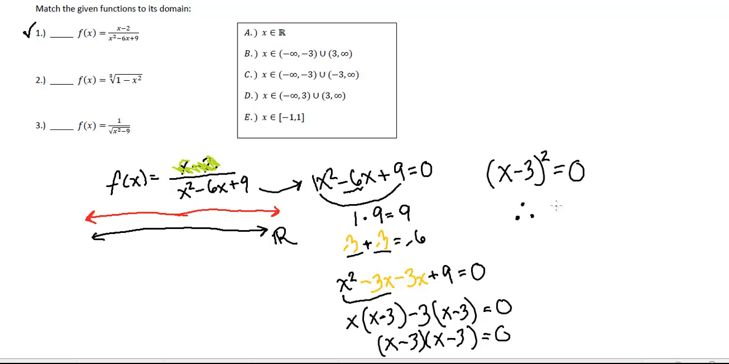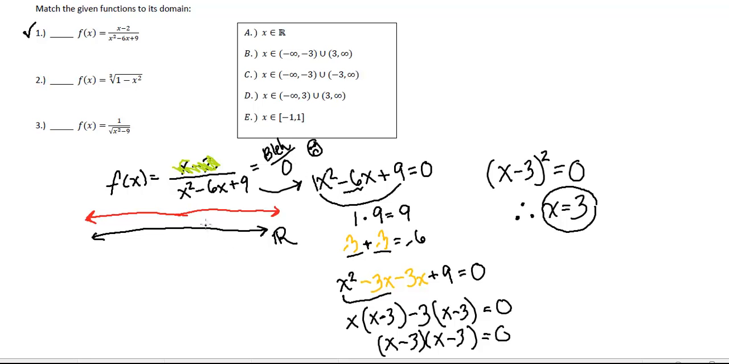Therefore, x equals 3. Alright, so here's what I know. I know 3 is something that can't be in my domain, because if 3 is in my domain, then what I have in the denominator here is 0. So I'd have this green thing, who cares what that is, we'll say that's in the numerator, divided by 0. And that's not okay. So we can't have that.